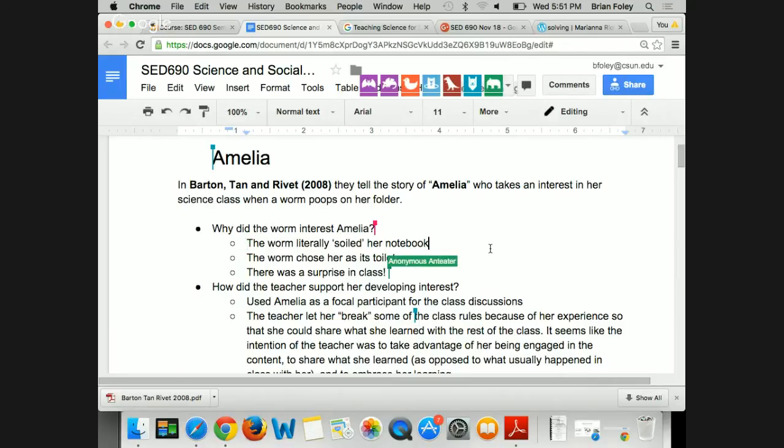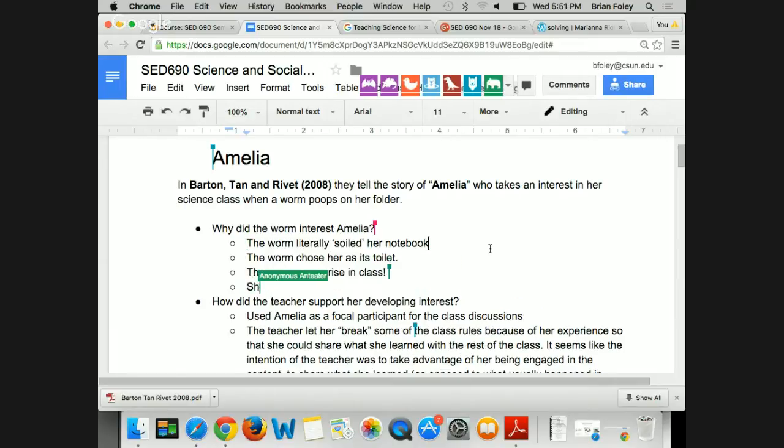What do you think most kids would do if a worm pooped on their notebook? How would most kids react to that? Worm poop. They'd think it was disgusting. Okay. Maybe there's two kinds of kids. Right? Kindergartners love it.